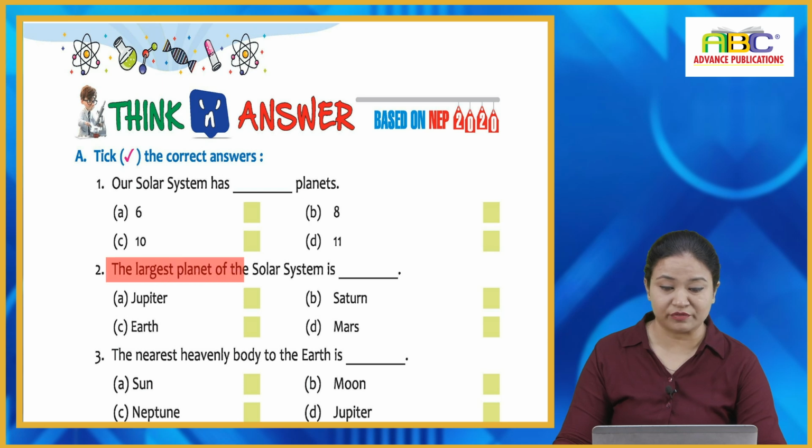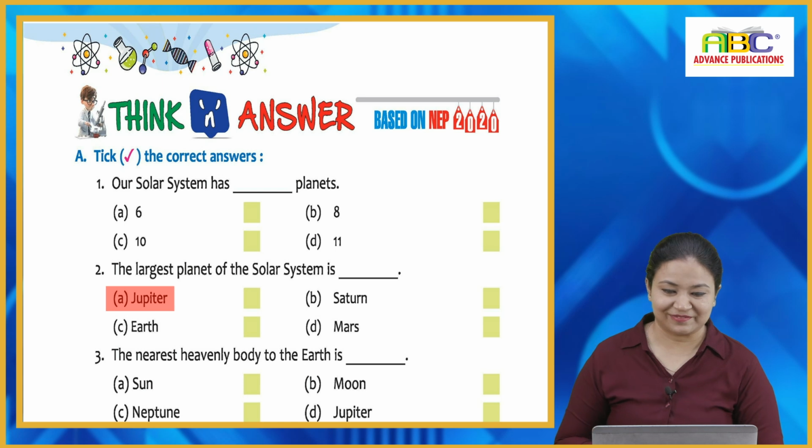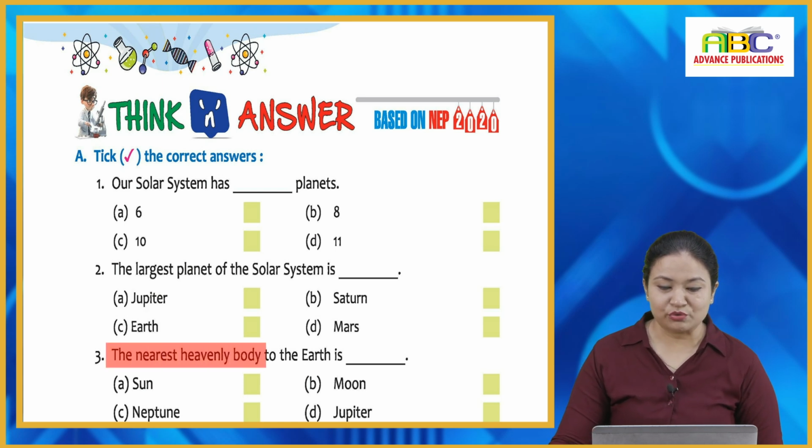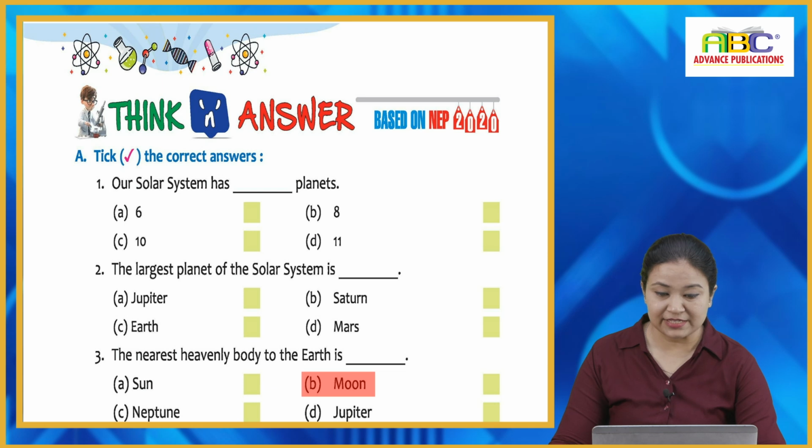Second, the largest planet of the solar system is option A Jupiter, B Saturn, C Earth, D Mars. So the largest planet is Jupiter. So you will write Jupiter here. The nearest heavenly body to the Earth is dash. Option A Sun, B Moon, C Neptune, D Jupiter. So the nearest body to the Earth is Moon. It is our Earth's natural satellite.